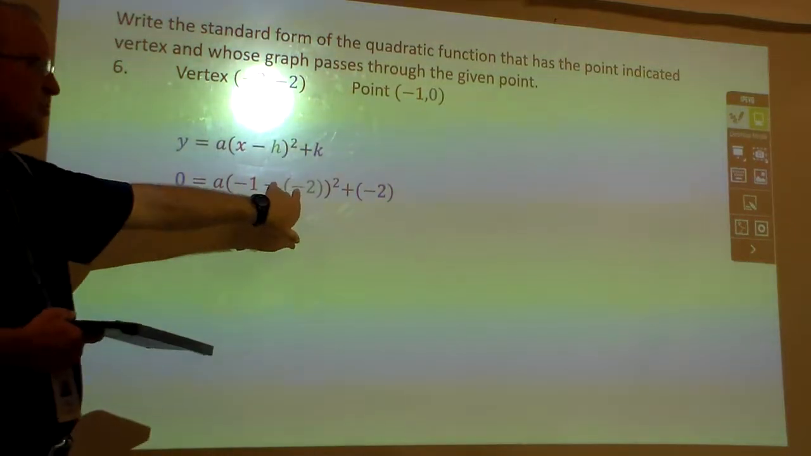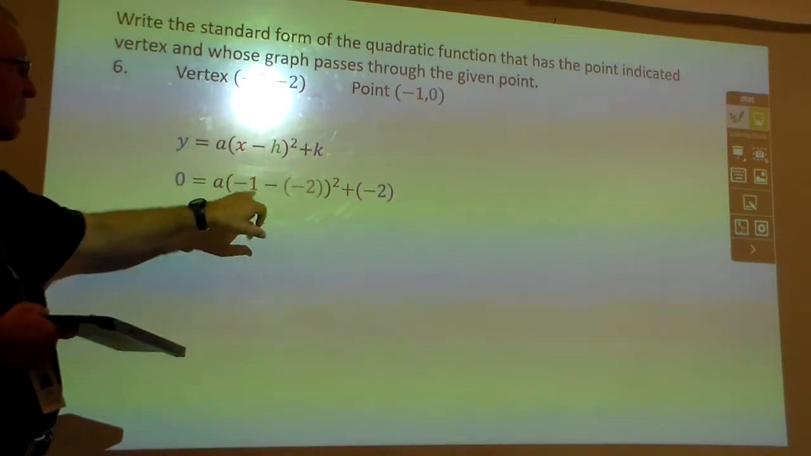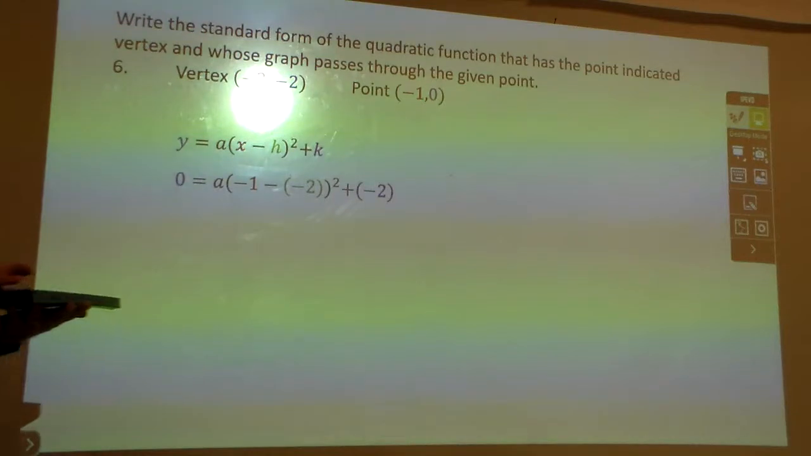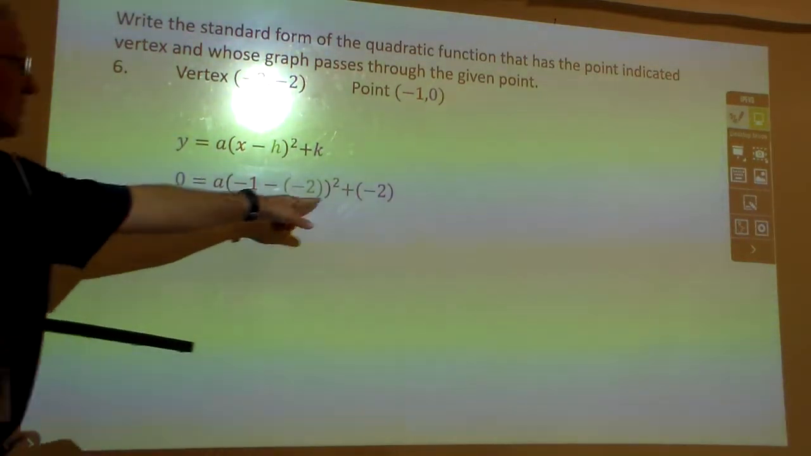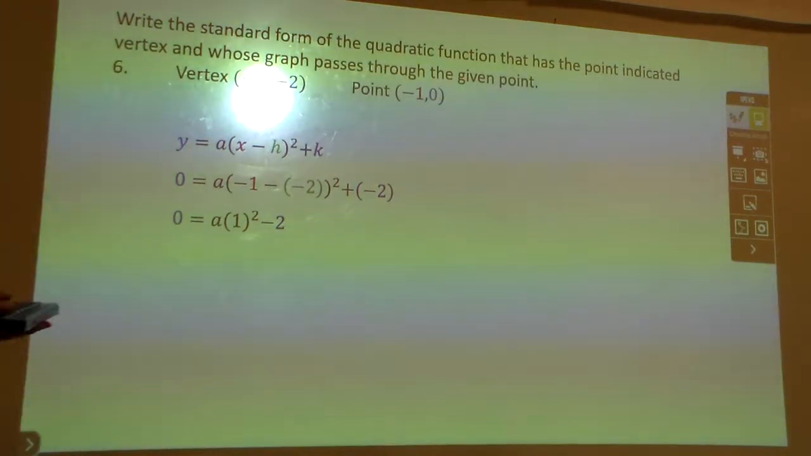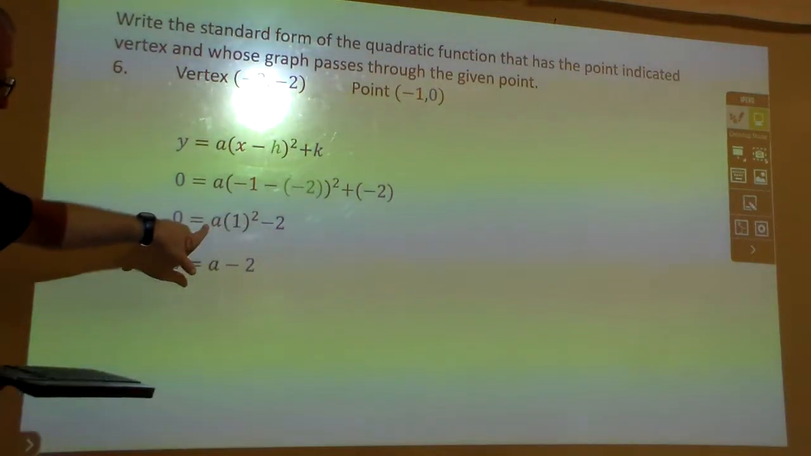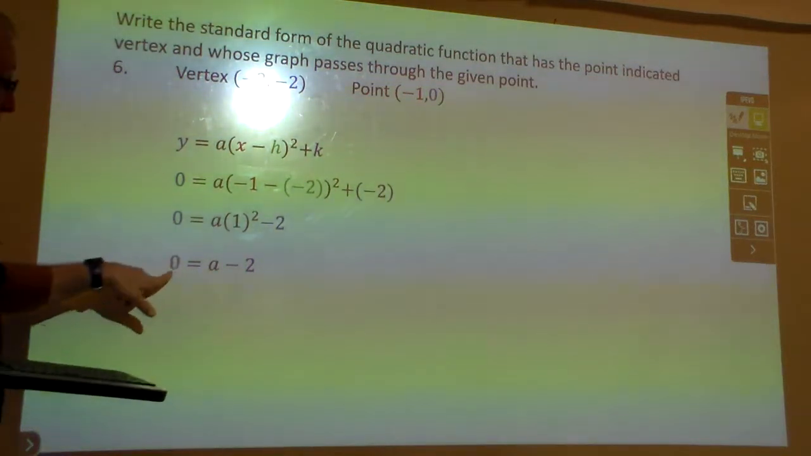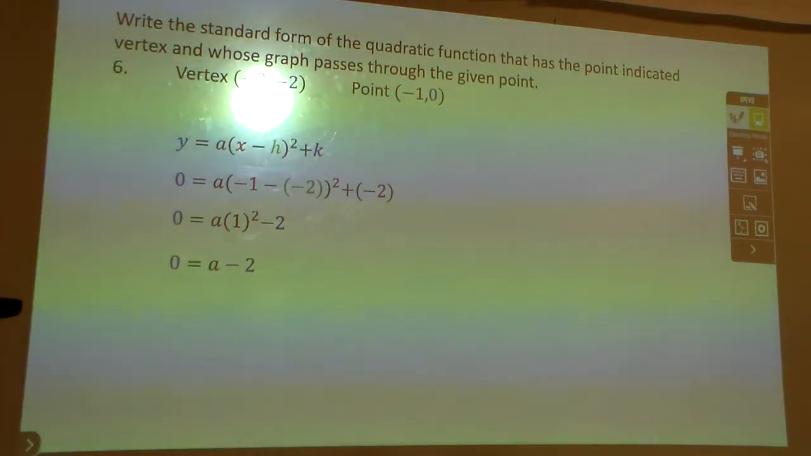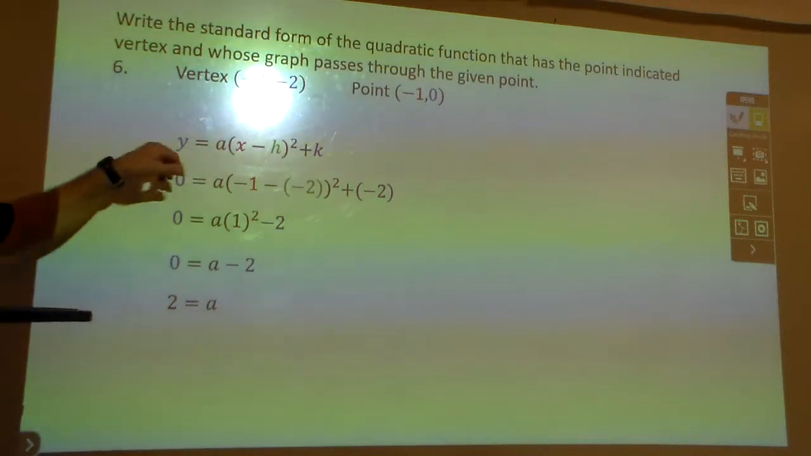Now, I just said this was +2 really, right? So what's -1 plus 2? 1. And what's 1 squared? 1. And that's like a -2. So that 1, I don't even need to write the 1 if that's a number in front, right? So 0 equals a minus 2. So add 2 to each side. So guess what a equals? 2. So to write it in standard form, y'all, this is standard form.